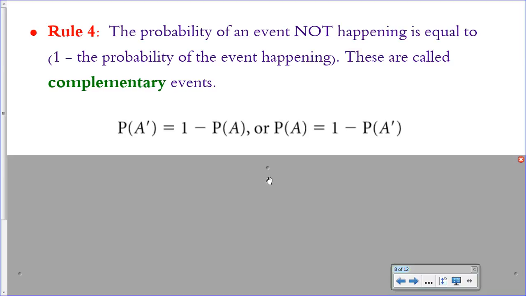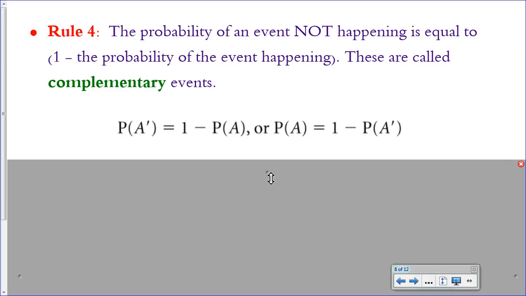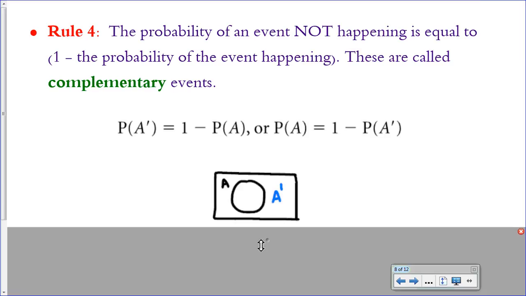And the formula is that the probability of not A, that's how you read this, is equal to 1 minus the probability of A, or vice versa. And you can represent that on a Venn diagram. If there's just one event, A, then everything outside of the A circle would be the complement to A.